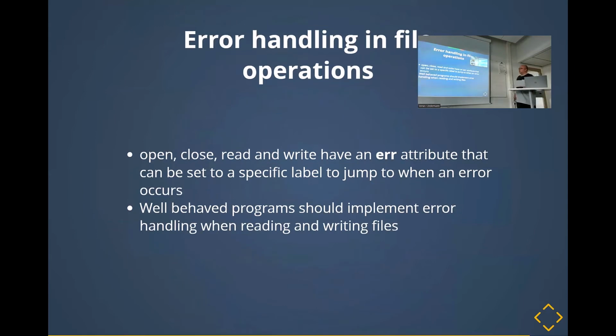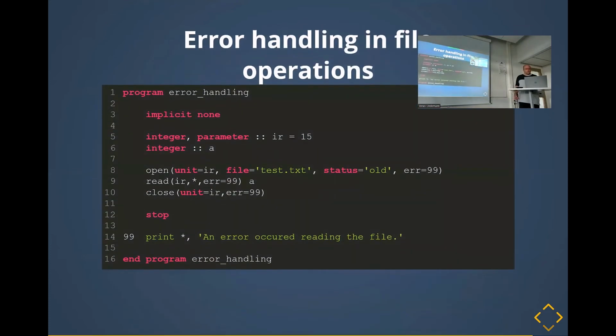When you're reading and writing files, things can go wrong. When you read from or write to disk, for example, your quota could be exceeded or the disk could be full. Most programs should handle errors in a nice way. There is an error attribute that you can set to a certain label in your code, and if an error occurs, it will jump to this location. A well-behaved program should do this, so you tell the user that something went wrong.